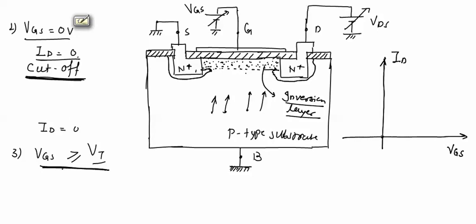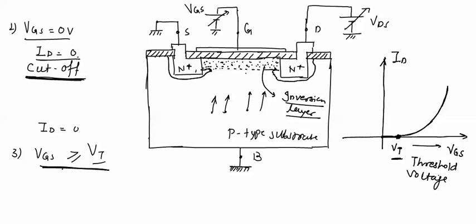When positive VGS is applied, drain current ID will again be 0 if VGS is less than the threshold voltage. And if VGS is greater than the threshold voltage, the channel will be created and current will flow through the device, and we'll get a graph like this. This will be the transfer characteristics for the enhancement type MOSFET, and this is the threshold voltage VT.